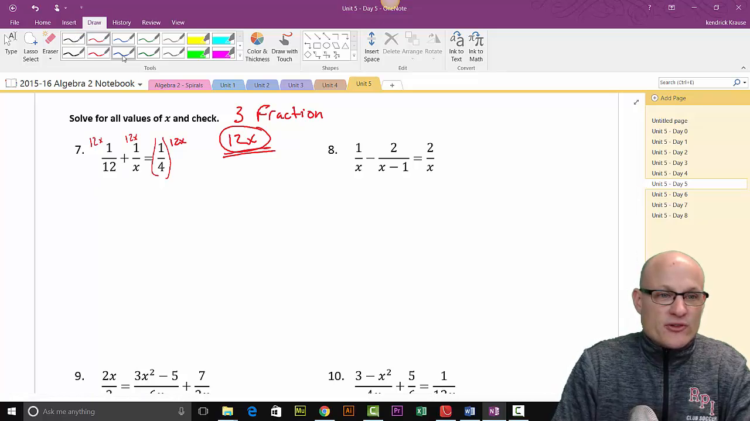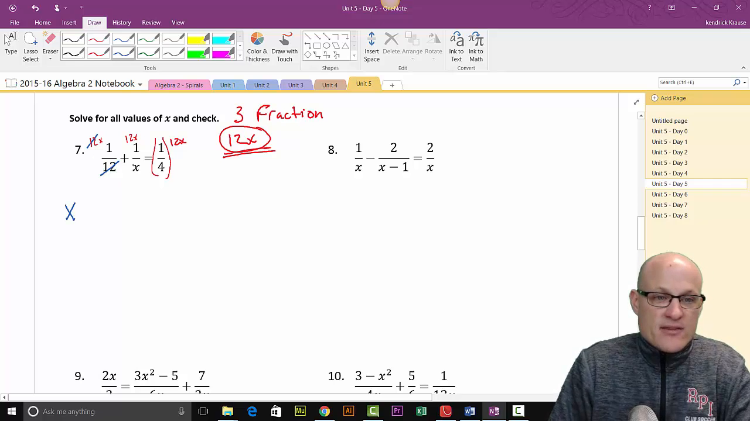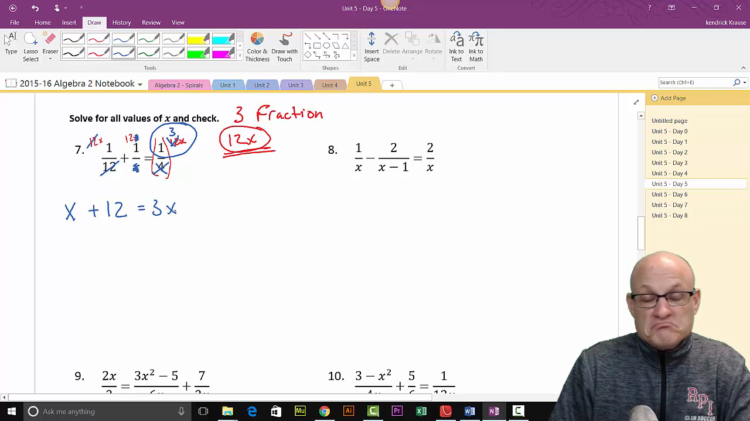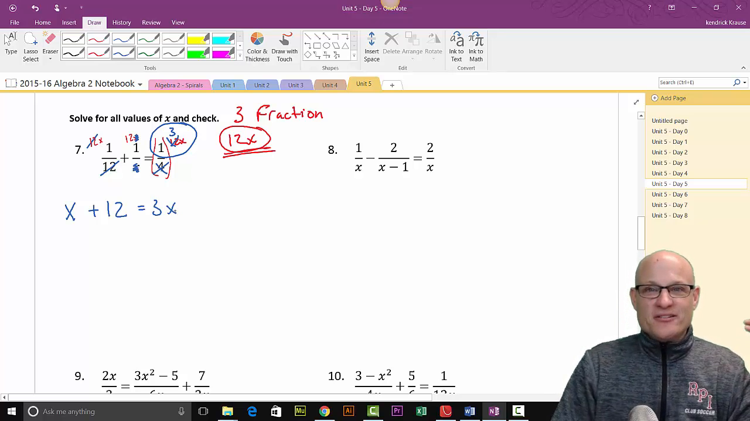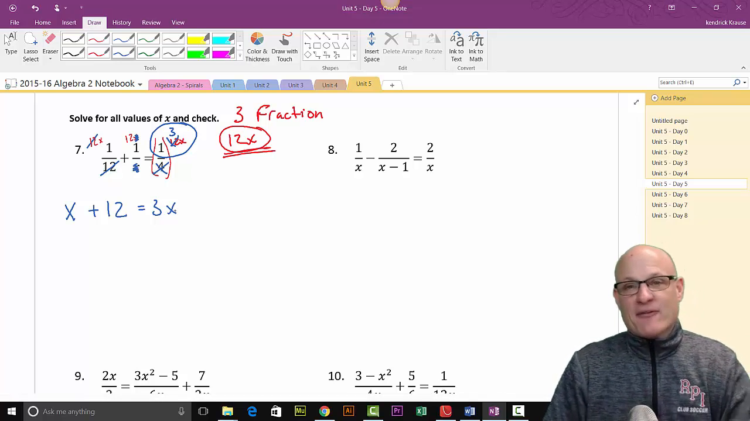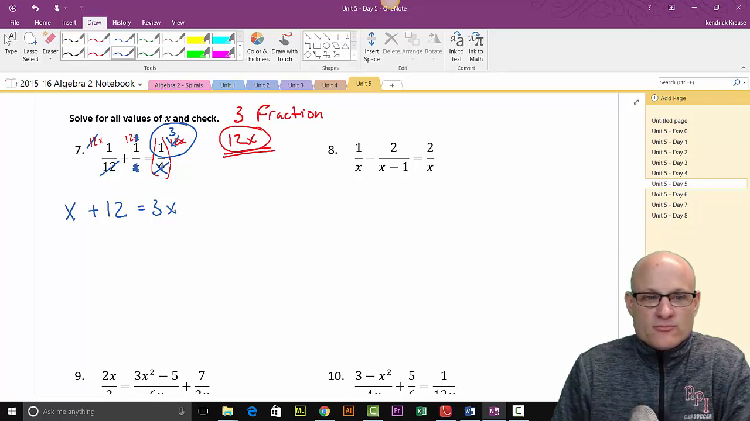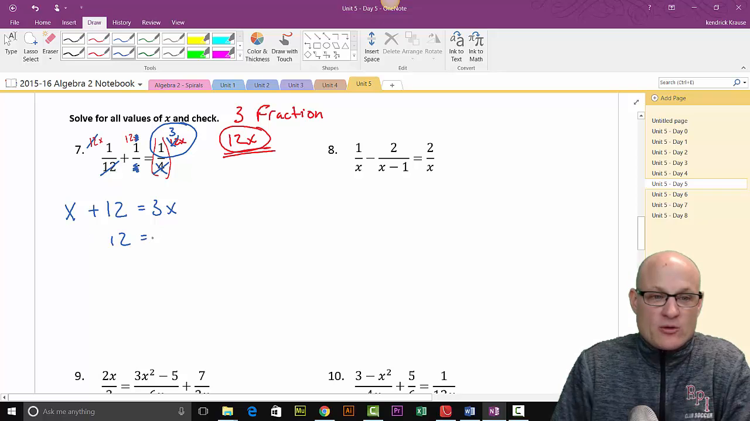All right, so let's go through and see what happens. This 12 cancels with this 12. That leaves me just x. This x cancels with this x. That leaves me with just plus 12. And this 4 divides into 12 3 times, so this leaves me 3x. Now, isn't that awesome? No more fractions. All right, so let's keep going. Subtract x, I get 12 equals 2x, and so x equals 6.